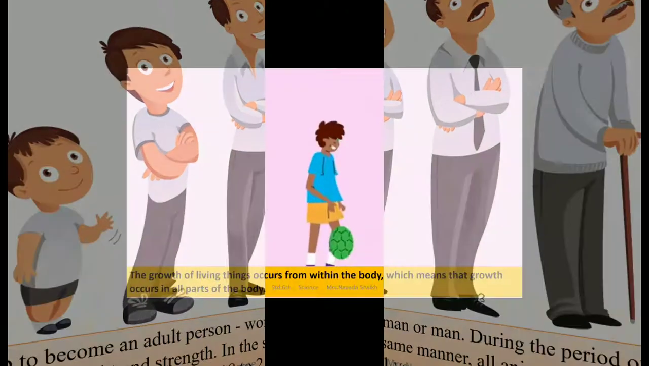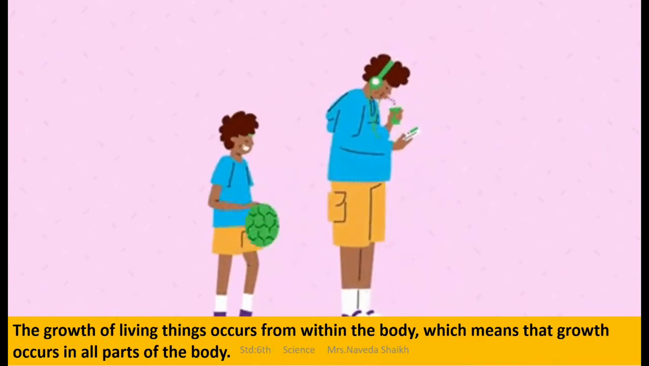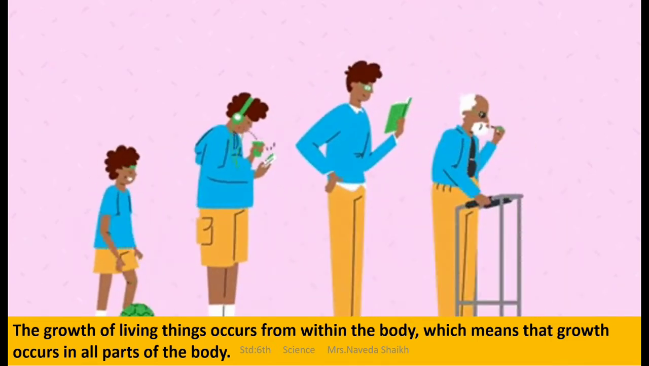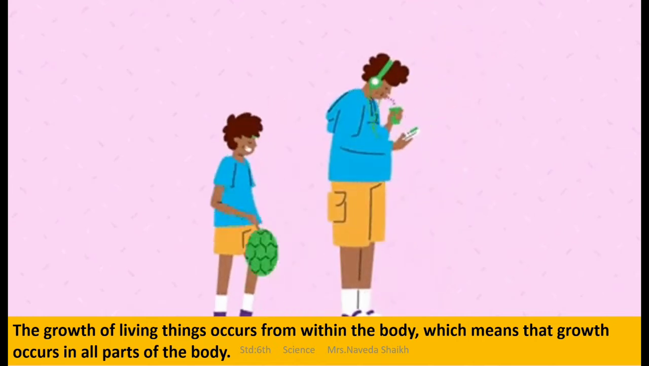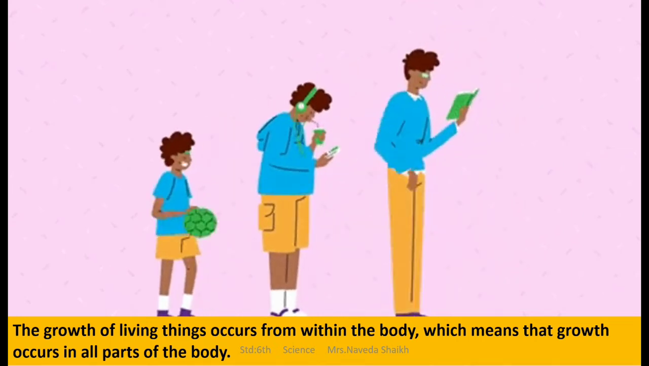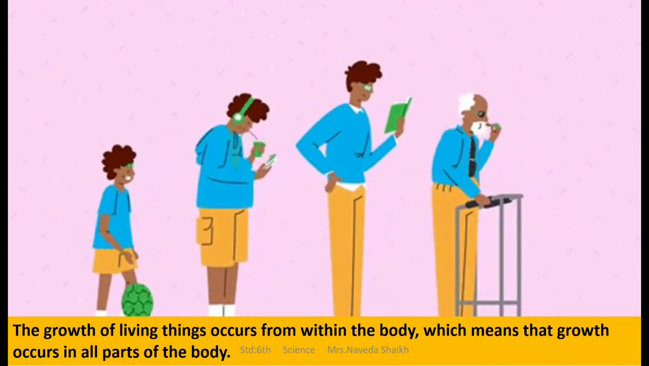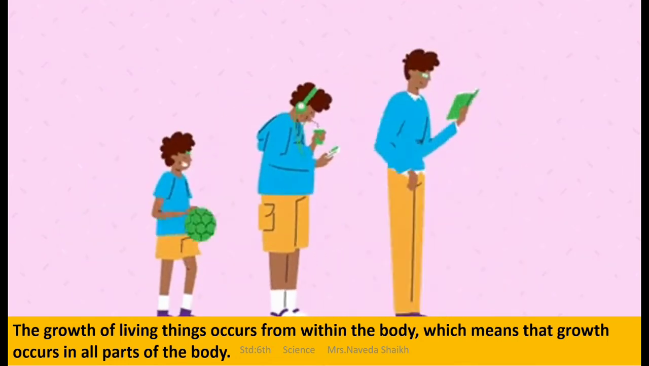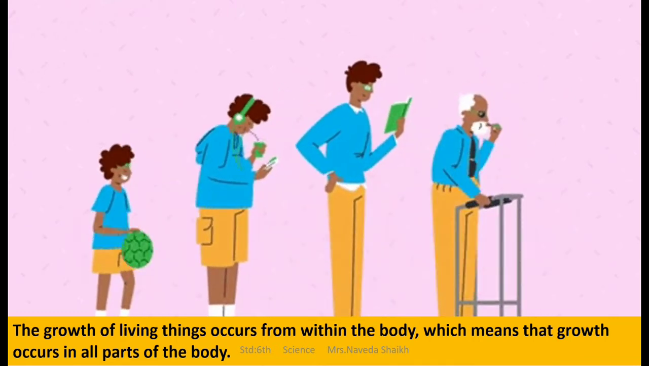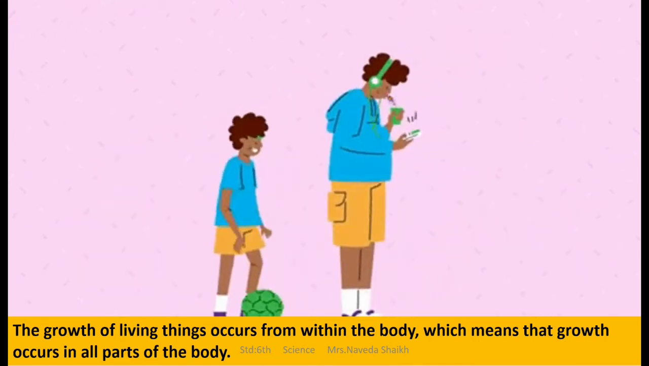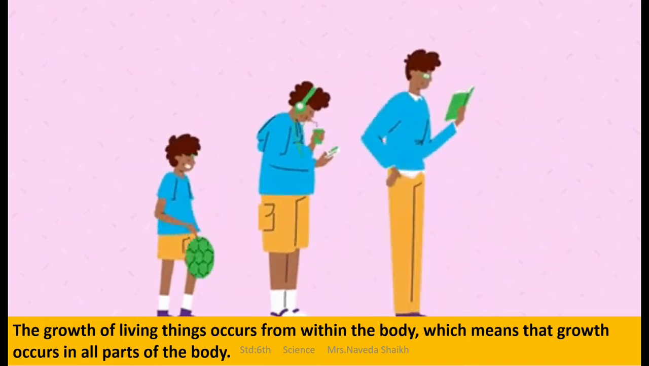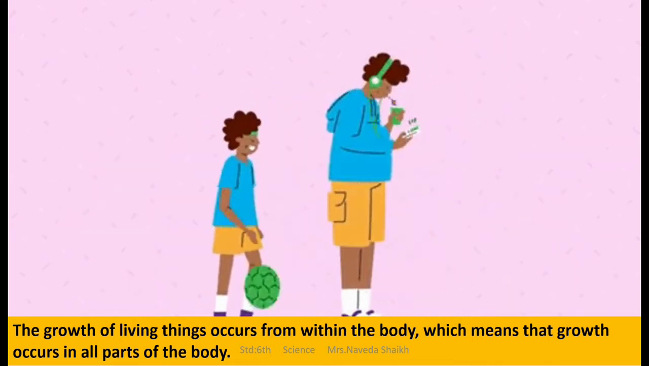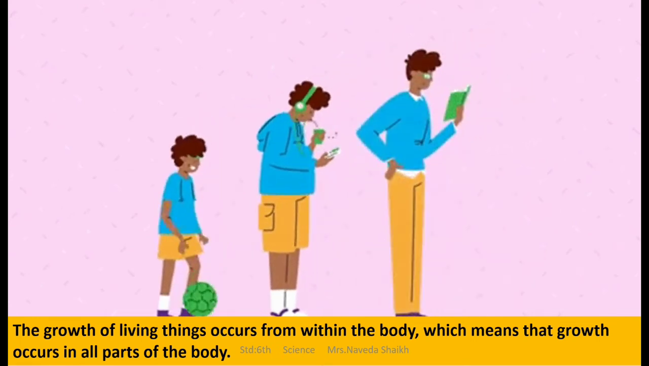The growth of a living thing occurs from within the body, inside the body, which means the growth occurs in all parts of the body. When you were a kid, your legs were not that long. Now you have grown up. When you go into 10th standard, your height will increase, right? Because your internal organs are also growing over the period of time. And if you see your grandparents, their body has also grown old. Here you can see in this image the body structure has changed. They stoop a little, means their back has bent a little bit.